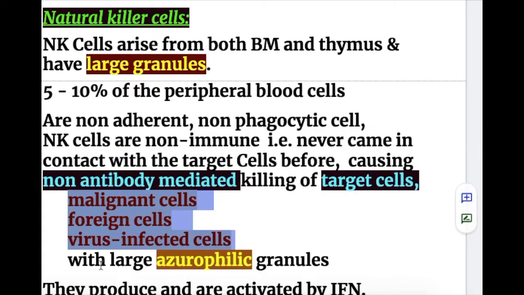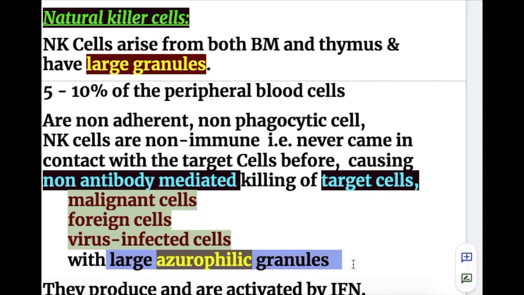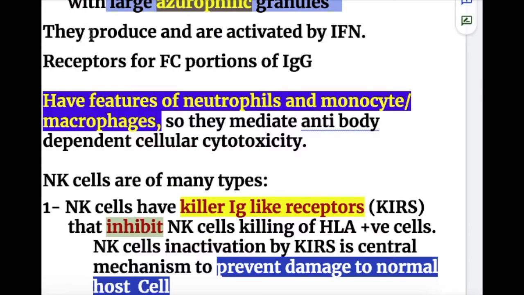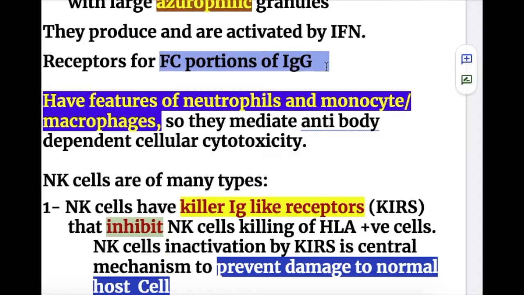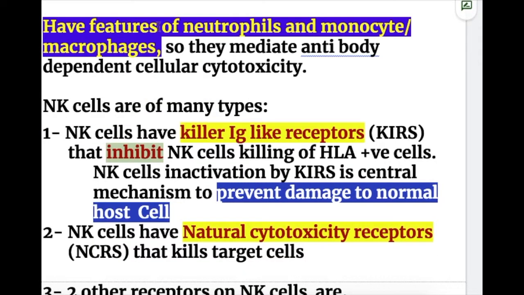How do they kill? They kill with large azurophilic granules. The NK cells produce and are activated by interferon, and they have the receptor for the Fc portion of immunoglobulin G. They also have features of neutrophils and monocyte macrophage. So they have features of all three cells: neutrophil, monocyte, macrophage. So they mediate antibody dependent cellular cytotoxicity.